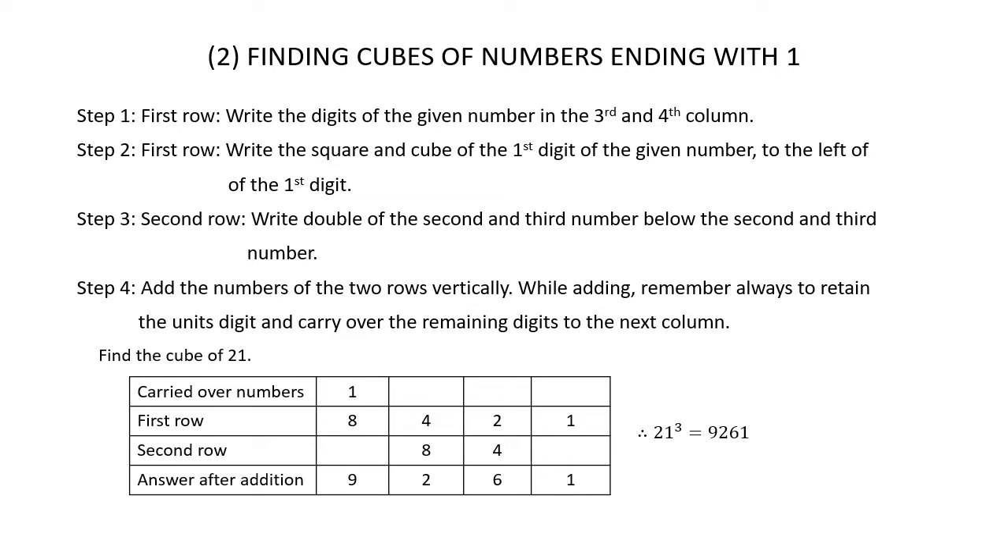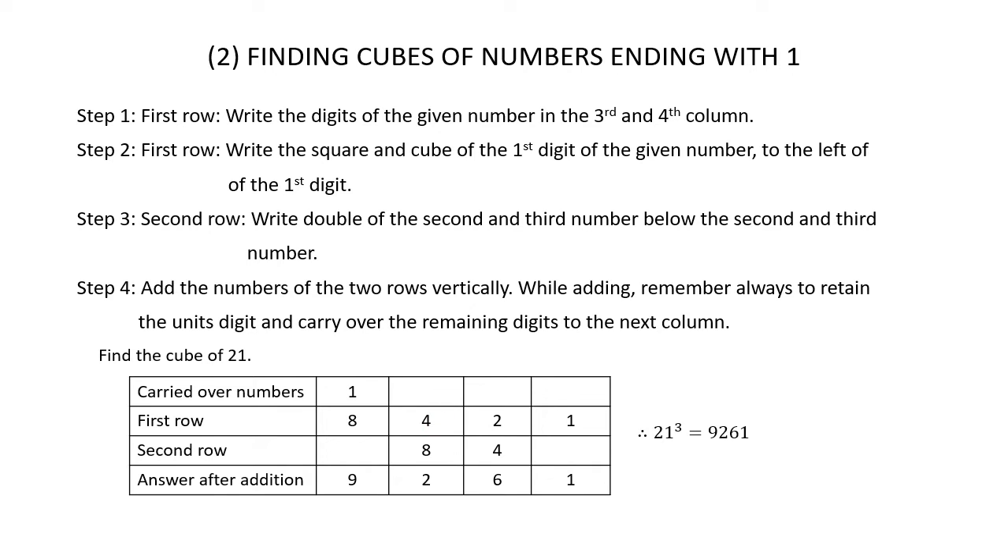Hope you understood that. Since the number 21 ends with 1, you have to write the digits 2 and 1 in the third and fourth column. 2 squared is 4. Write 4 in the second column. 2 cubed is 8. Write 8 in the first column. So you have 8, 4, 2, 1 in the first row.